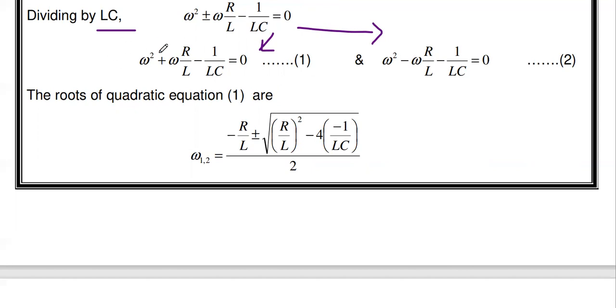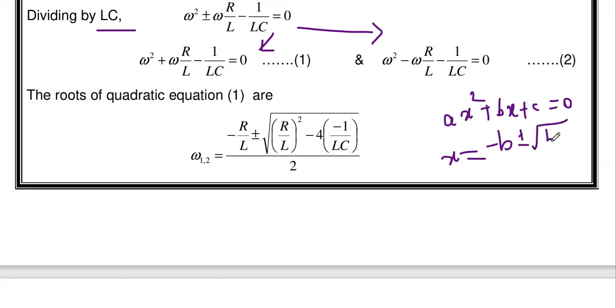Okay. So you see this equation is like a quadratic equation, ax squared plus bx plus c equal to 0. You know, for this quadratic equation, if you want to find the roots, the root x is equal to the formula minus b plus or minus square root of b squared minus 4ac, divided by 2a. Okay, so this is the root calculation. In this, a is the coefficient of x squared, b is the coefficient of x, and c is a constant.